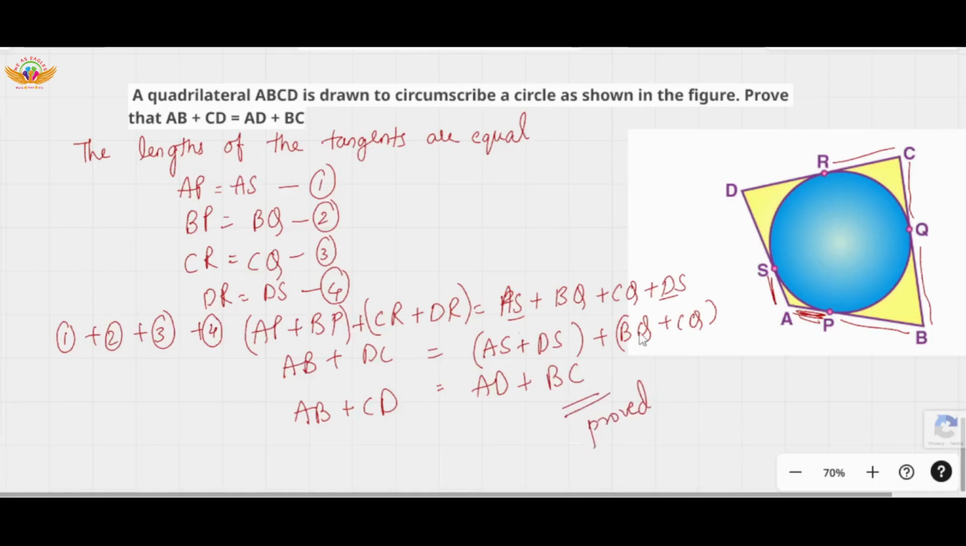Directly we have proved it. Don't get confused or scared by looking at the figures. There will be nothing here. It will be very easy if you know this tangents theorem. By using only the tangent theorem, see how nicely we proved it.